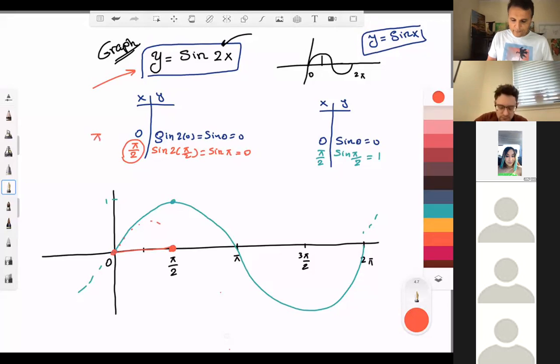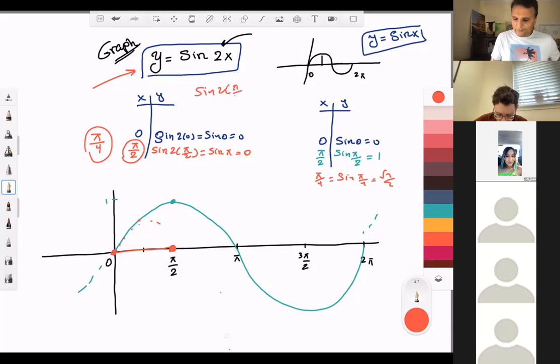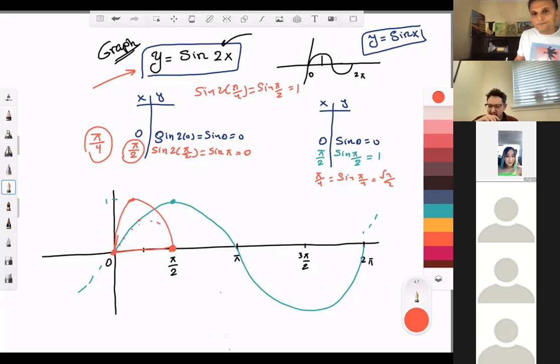Let's see what's happening at pi over 4. At pi over 4, sine of pi over 4 was root 2 over 2. But sine of 2 times pi over 4 gives us sine of pi half, which is 1. So at pi over 4, this is going to go to 1 somewhere here. So it's going to go up, and it's going to go down to here. And here at 3 pi half, it is going to go here.